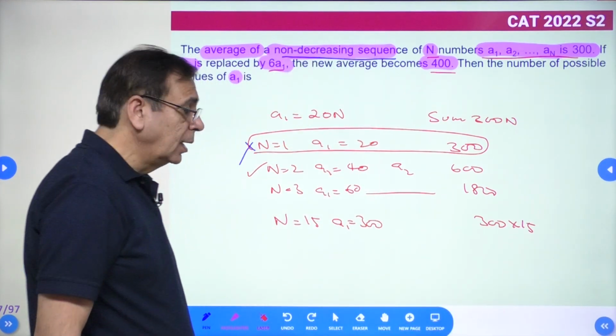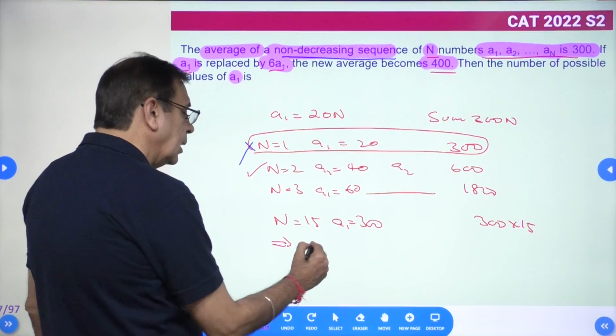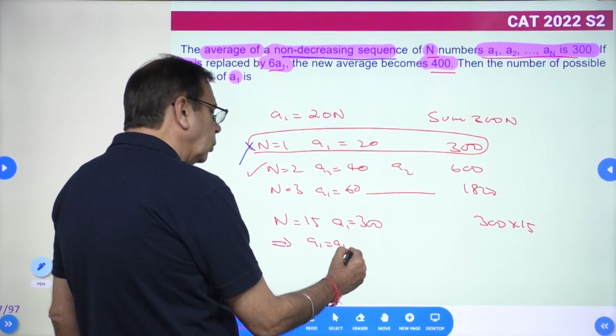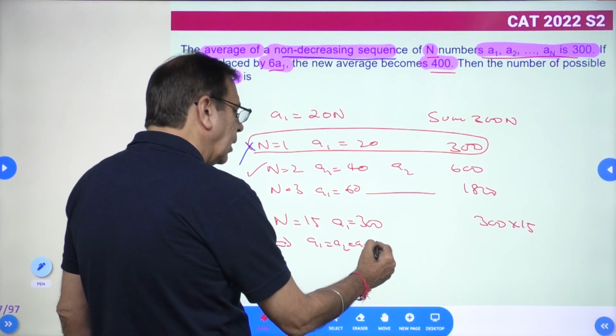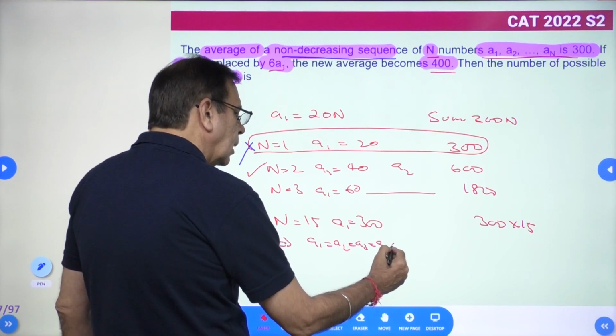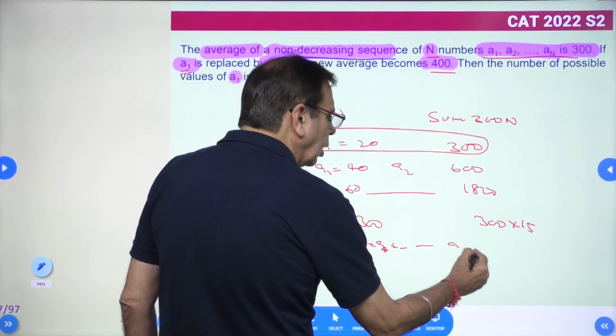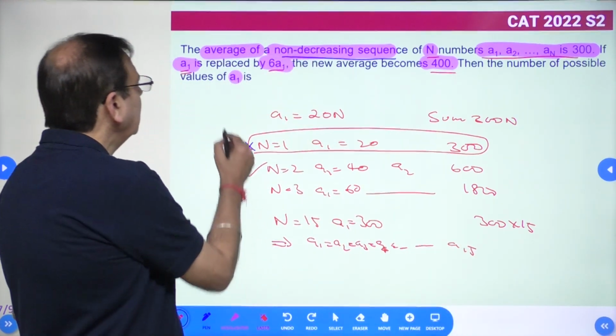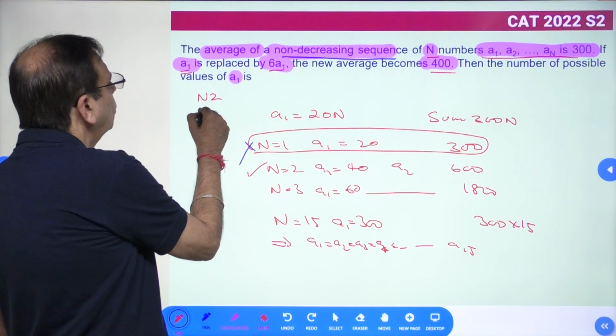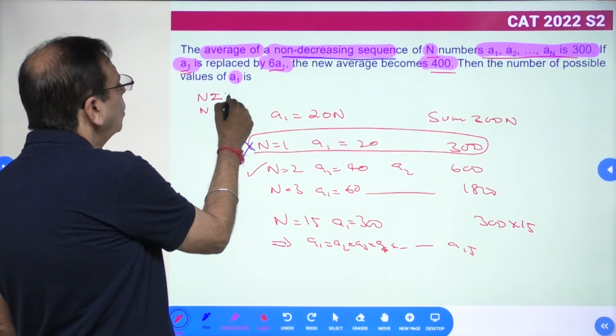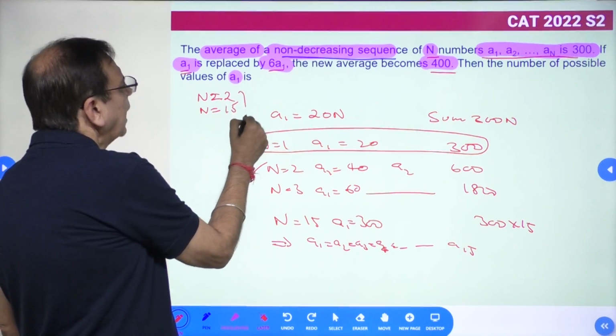What does this mean then? What this implies is A1 equal to A2 equal to A3 equal to A4 up to A15. All of them will be equal. That means all values from n equal to 2 to n equal to 15 will satisfy.